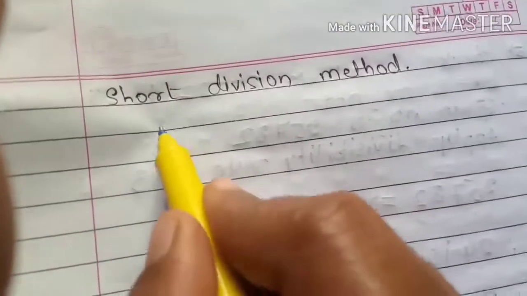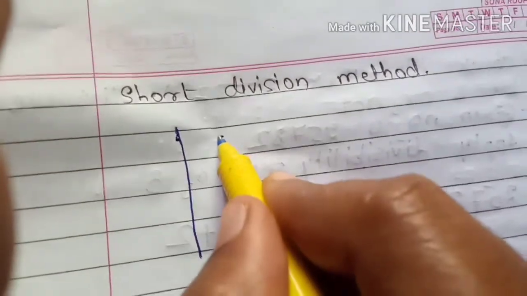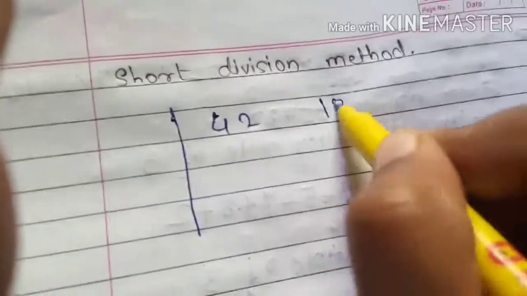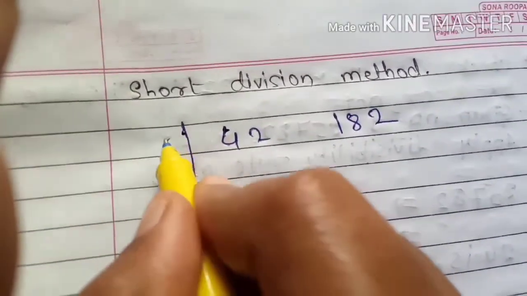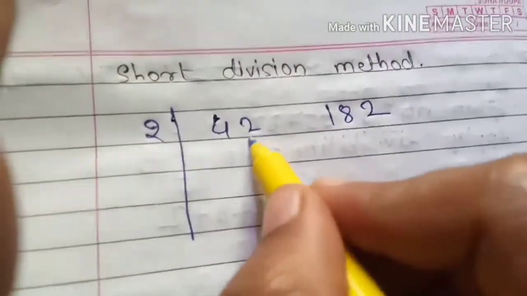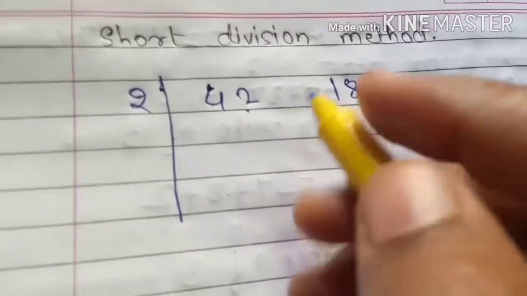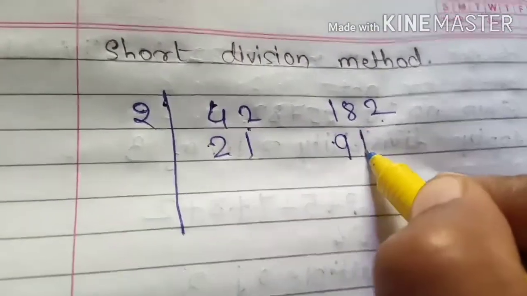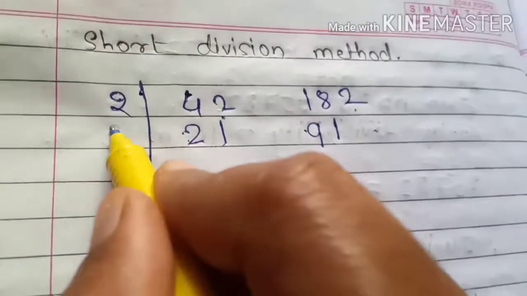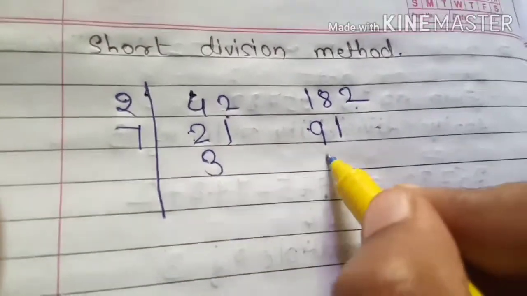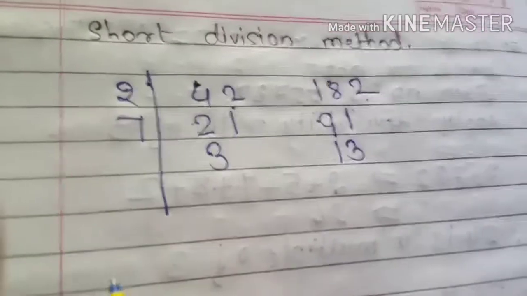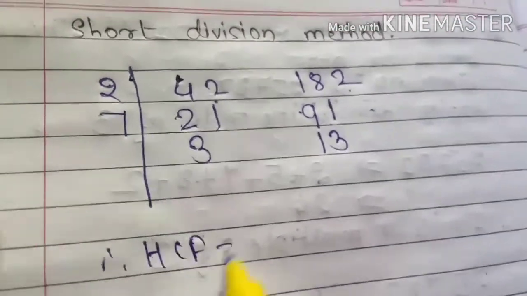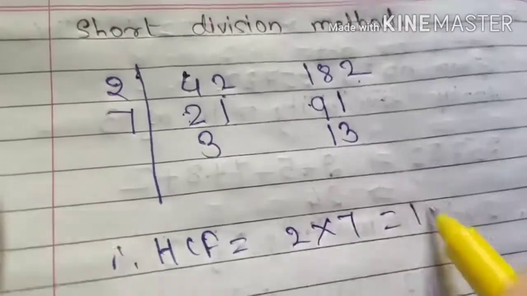So, let us move to the next, that is short division method. In the short division method, we have to draw a line, then take these two numbers 42 as well as 182 one side, then start division from the smallest prime number. 2 2s are 4, 2 1s are 2, 2 9s are 18, 2 1s are 2. Then these two numbers can be divided by 7 only. 7 3s are 21, 7 13s are 91. Therefore, HCF is equal to 2 into 7 is equal to 14.